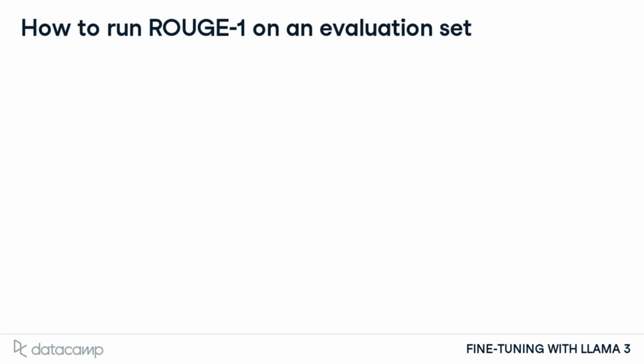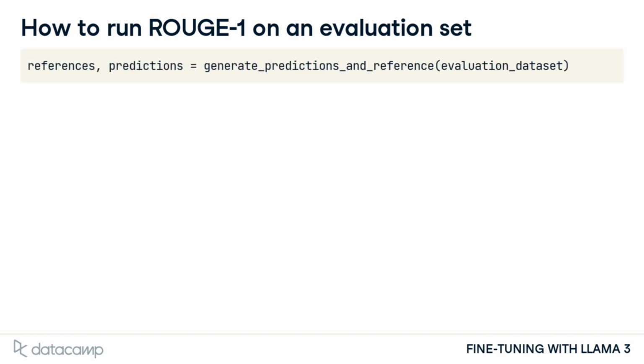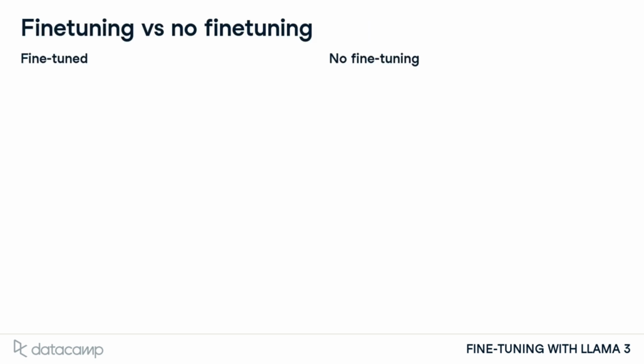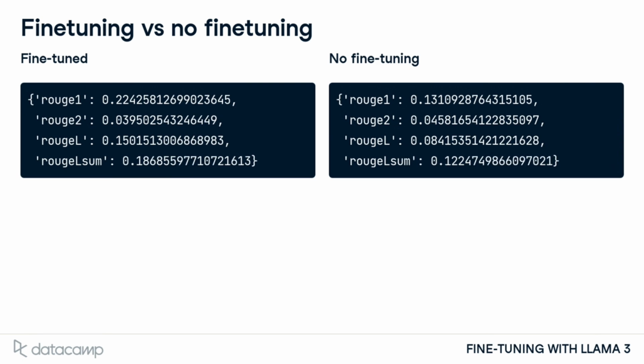Now we can produce the evaluation set by using our preparation function. We initialize our evaluator and run the compute method with our predictions and reference answers. Then we print the results. Let's compare the results of running this evaluation with the original model on the right. We've improved the performance almost 50%.